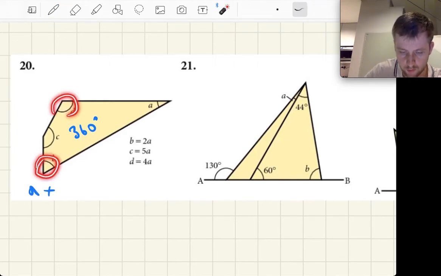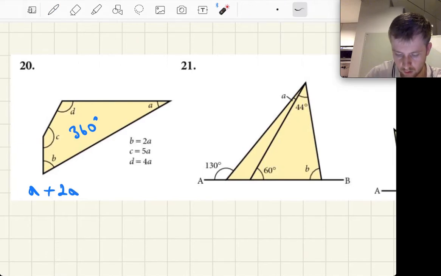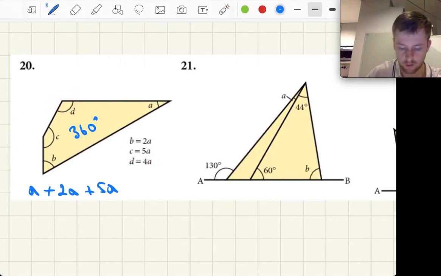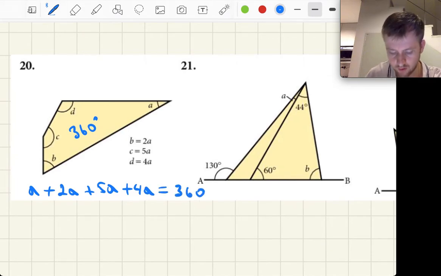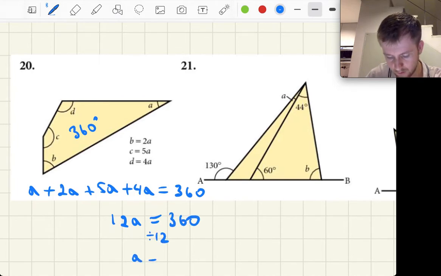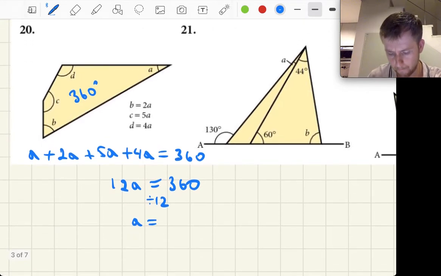So we replace B with 2A, plus C is 5A, so plus 5A. Finally, D is 4A. So A plus 2A plus 5A plus 4A, so all four angles together would be equal to 360. So that gives us 12A. 12A equals 360. If we divide both sides by 12, we get A equals 30. A equals 30 degrees, right?